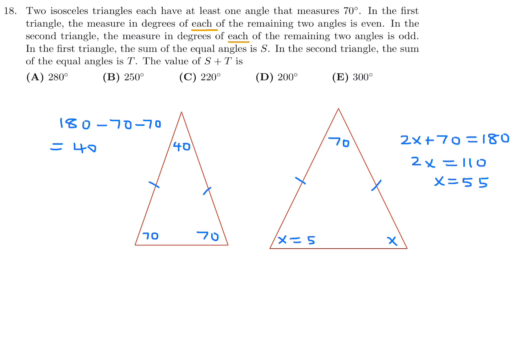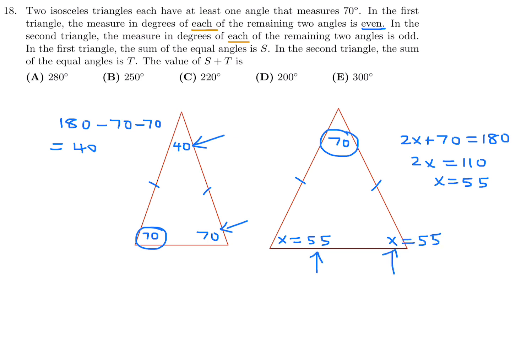So let's go back to the question. In the first triangle, the measure in degrees of each of the remaining two angles is even. Well, that's true. I have labeled this, let's say, 70. The remaining two angles are these two guys, and they're both even. In the next triangle, I had labeled this 70. The measure in degrees of each of the remaining two angles is odd. That's odd, and that's odd, because that's also 55.